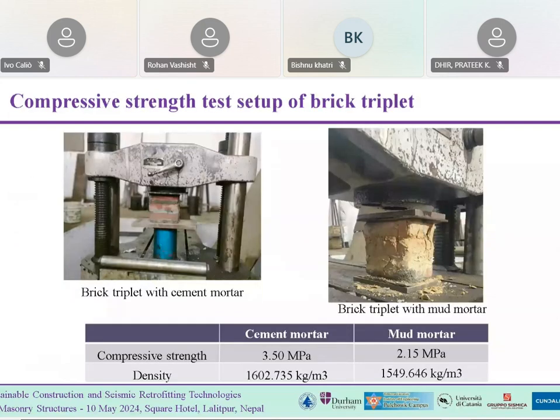Next, we performed a test on brick triplet samples, both for cement mortar joints and mud mortar joints. You can see the setup for brick triplets. These tests were performed in the Central Material Testing Lab of Pulchowk campus. The compressive strength was found to be 3.5 megapascal for cement mortar and 2.15 megapascal for mud mortar. This is the stress strain plot for the cement mortar brick triplet.